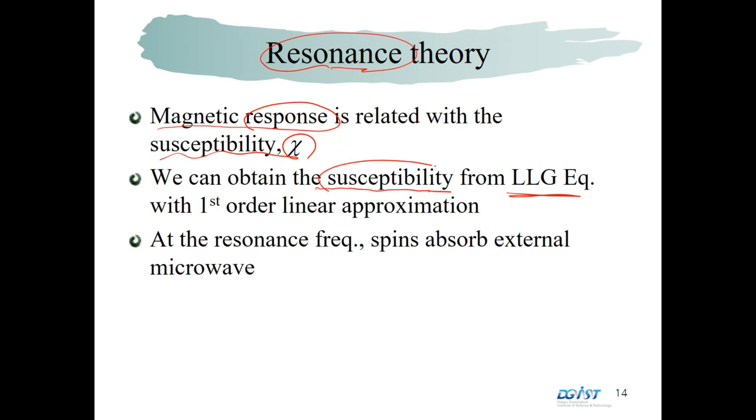So after we obtained this susceptibility as a function of the external disturbance, then we can see what happens at the resonance frequencies, and at that resonance frequency, spin can absorb the external energy, or in other words, external microwave.